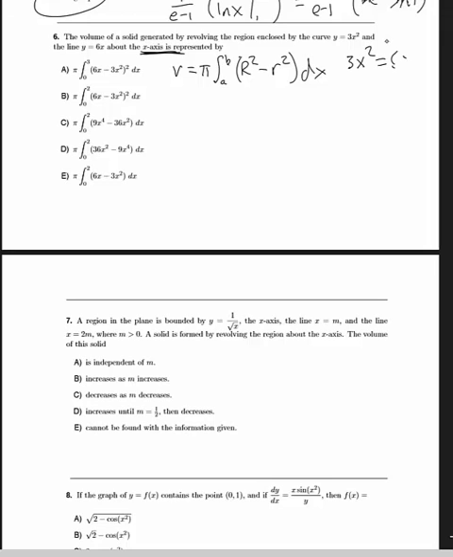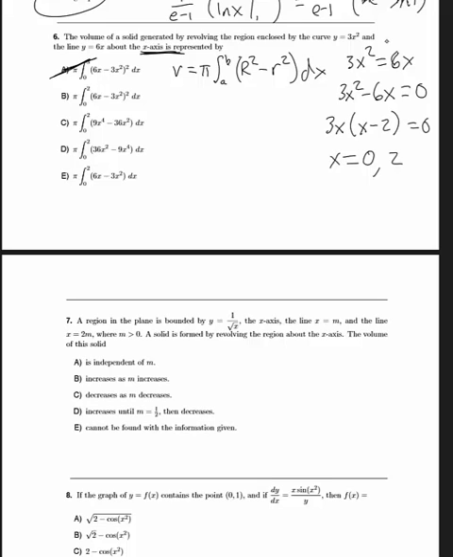3x squared equals 6x. I'll subtract 6x. 3x squared minus 6x equals 0. Factor out 3x. And we have x equals 0 and 2. So we could cross out choice A. And now we need to know which one's on top, which one's on bottom. So you could either graph these, or you could plug in something in the middle. So in the middle of 0 and 2 is 1. So if I plug in 1 here, I get 3. Plug in 1 here, I get 6. So I know this one is on top.